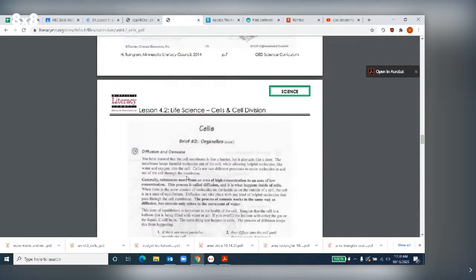Okay, so the state of equilibrium is important to the health of the cell. Imagine the cell as a balloon that's being filled with water and air. If you overfill a balloon with either gas or liquid, it will burst. The same thing happens with a cell. The process of diffusion keeps it from happening. Okay, so let's look at this.